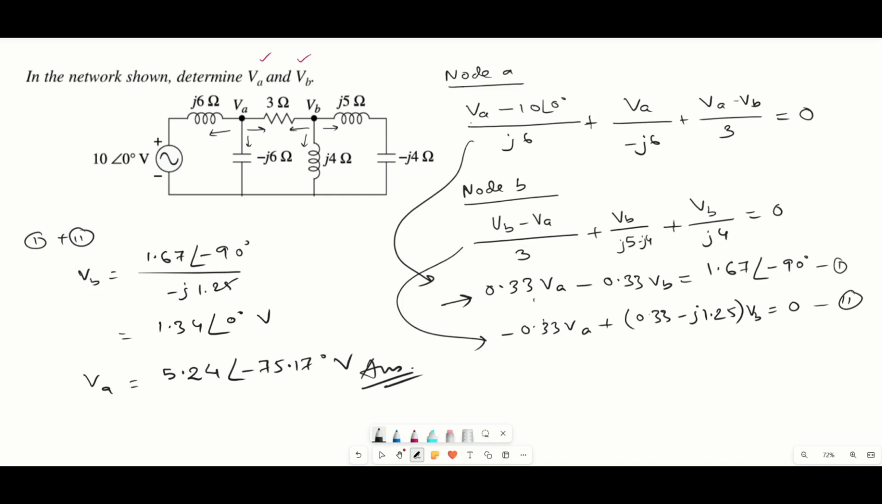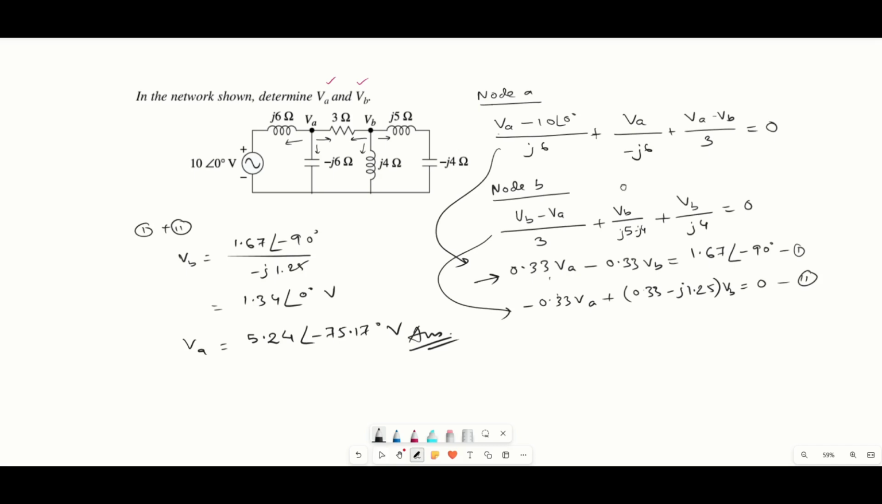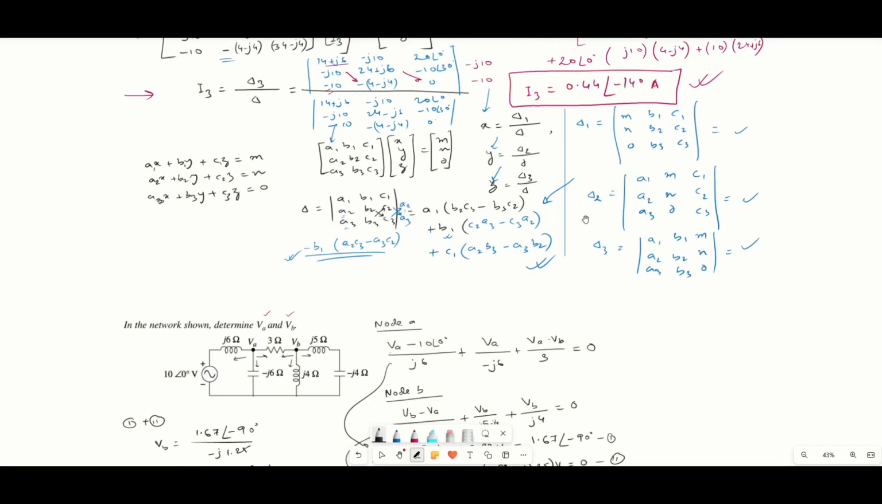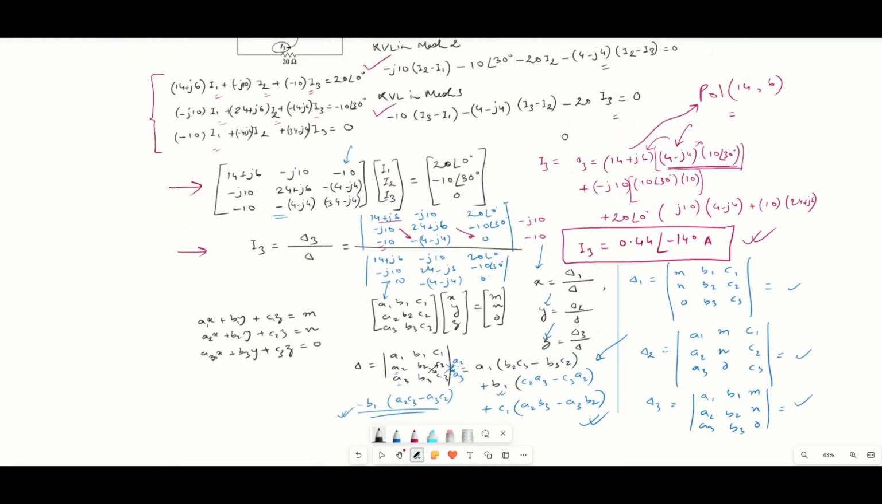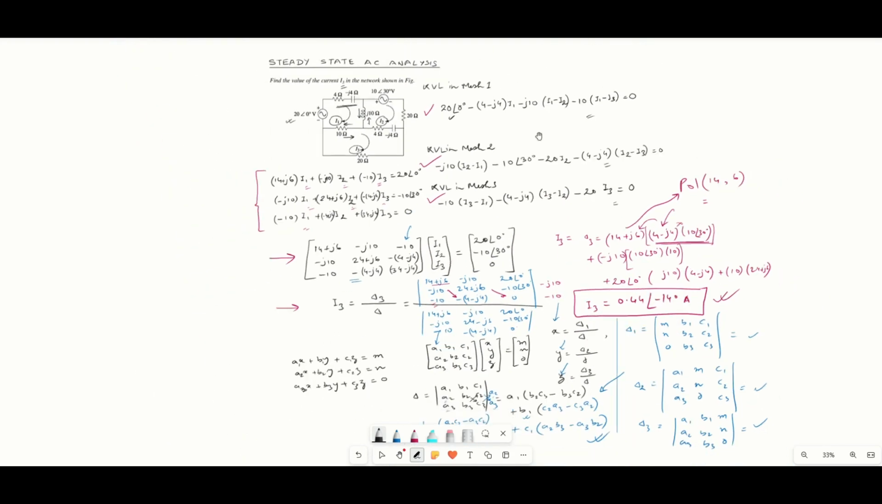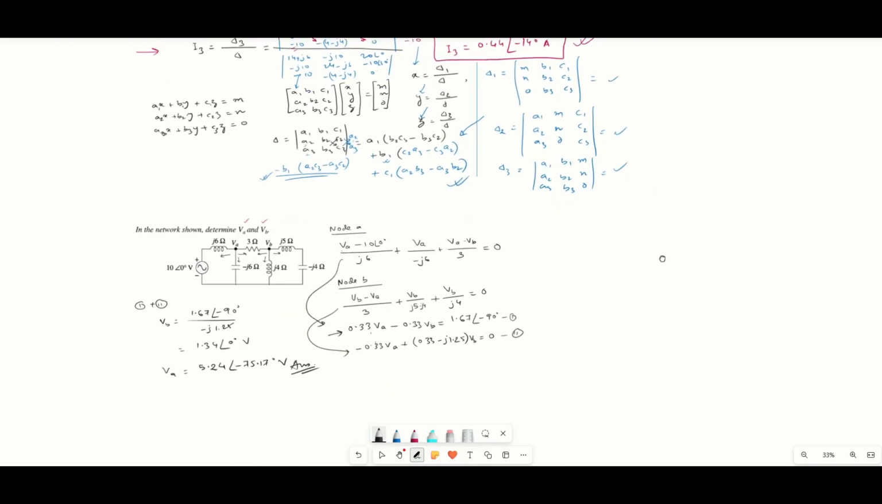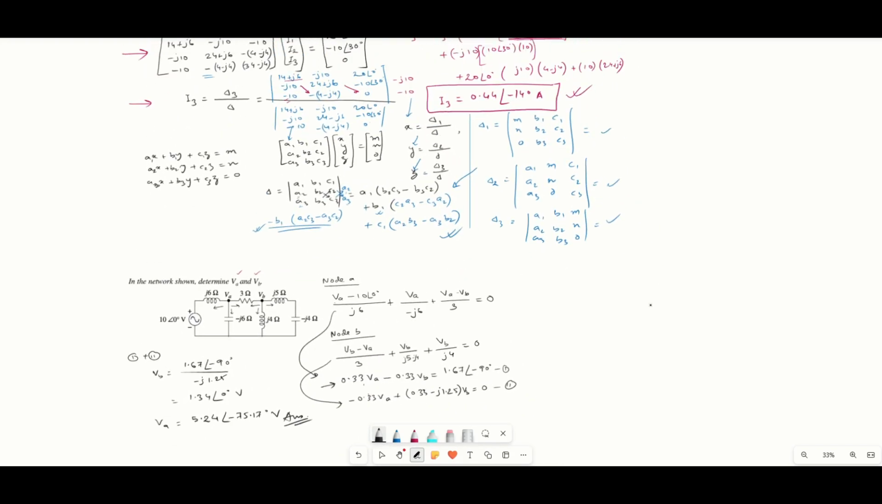Now in the same format, as we have discussed today for node analysis and mesh analysis, we can similarly solve for AC analysis, that means considering AC sources. So we have discussed two numericals today. Similarly, we can also solve for Thevenin, Norton, superposition, or maximum power transfer theorem. Those numericals we'll be considering in our next class. I hope you have understood this and you will be able to solve numericals using these methods.